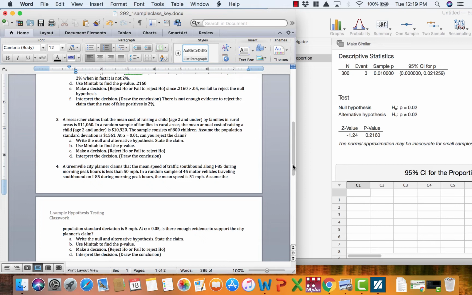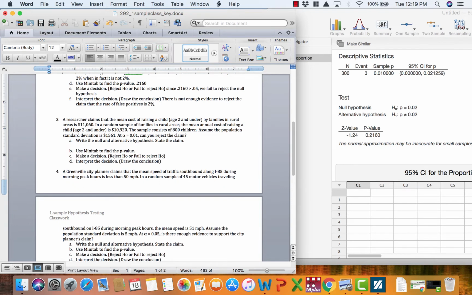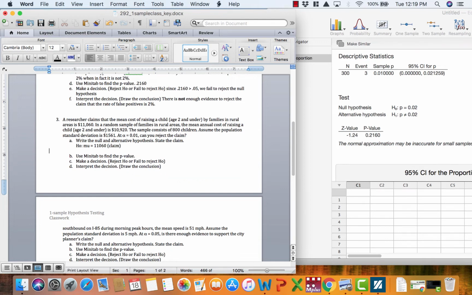All right. So here we are reading about mean and standard deviation, so we're going to have a null and alternative hypothesis worded around mu. All right, so let's start thinking about what this null is going to be. So we've got mu, mu what? What is the claim here? A researcher claims the mean cost of raising a child by families in rural areas is $11,060. All right, so we read that as mu equals $11,060, and that is the claim. And that gives us an alternative of mu not equal to $11,060.